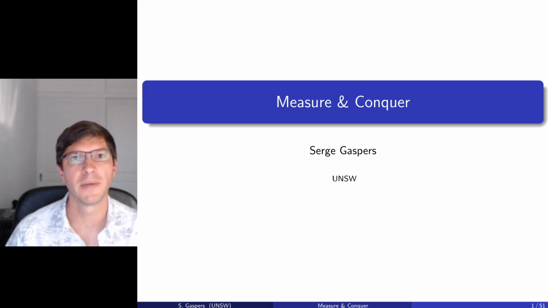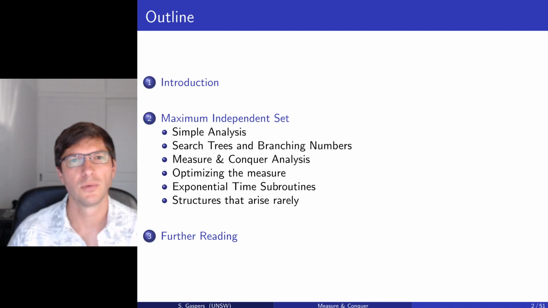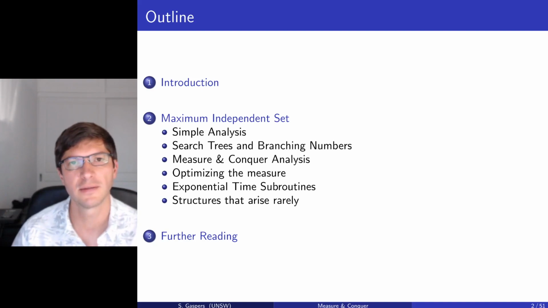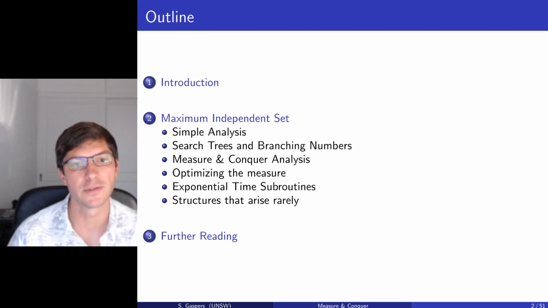This lecture is about measure and conquer. Measure and conquer is a technique to upper bound the running time of a branching algorithm. We're going to look at two problems around independent sets. The first one is about an enumeration algorithm to enumerate all maximal independent sets. And then we're going to look at an algorithm to find a largest independent set, and we analyze their running times.